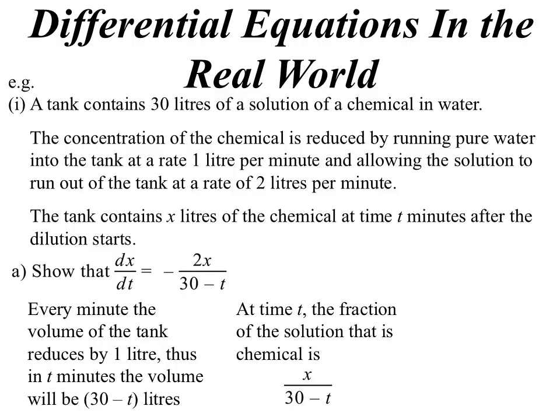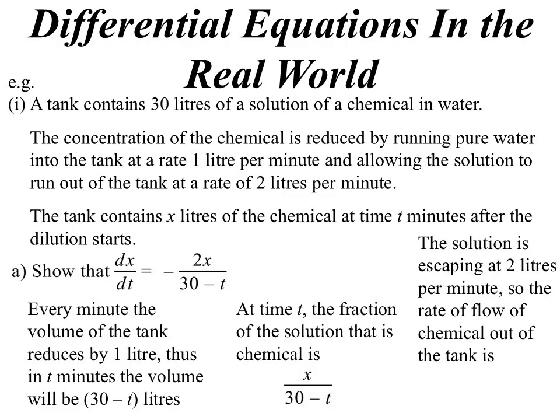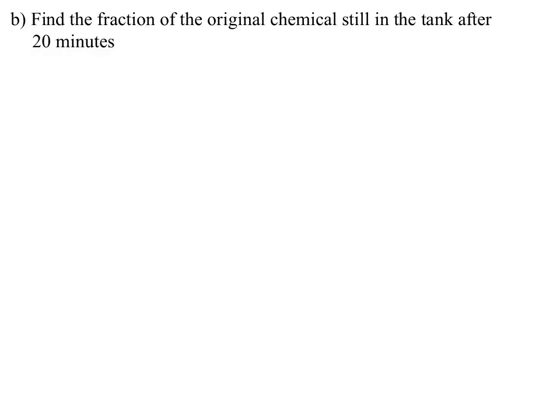At time t, the fraction of chemical in that 30 minus t litres is always going to be x, so x out of 30 minus t is the fraction of chemical in the solution. They also told us that this solution is escaping at 2 litres per minute, so the rate of flow of the chemical must be 2 times x on 30 minus t. So we have our expression: dx/dt is minus 2x on 30 minus t, minus because it's escaping, so it's reducing.